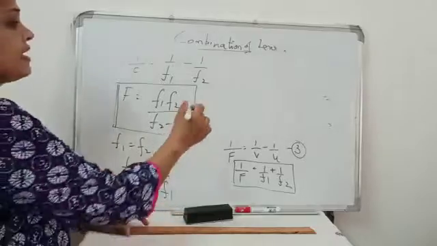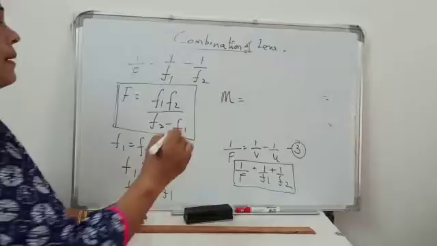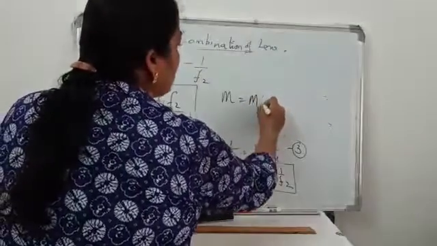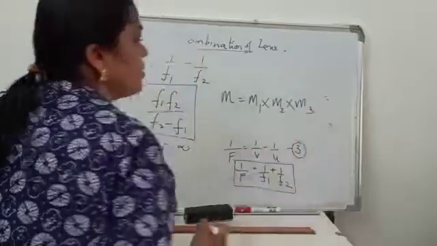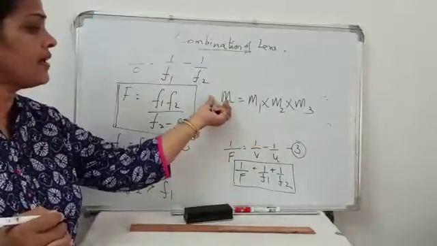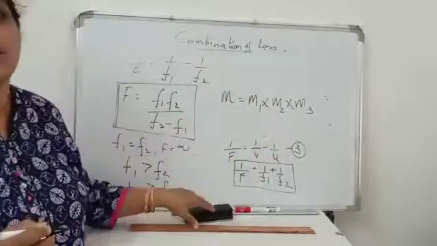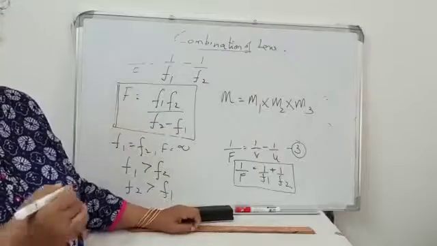Since the image formed by the first lens acts as an object for the second lens, the total magnification becomes the product of the individual magnifications. That is M1 into M2 into M3 etcetera. If we are using two lenses, the total magnification will be M1 into M2. So like that the magnification is also increased.